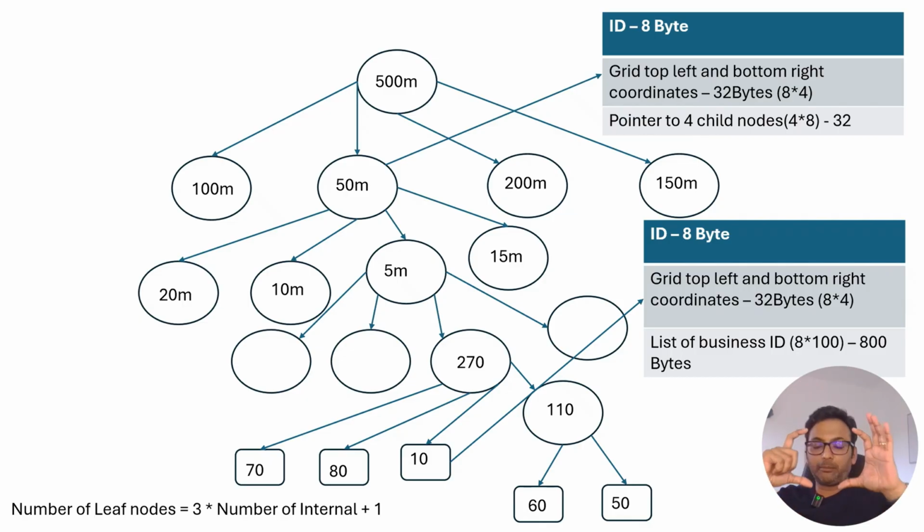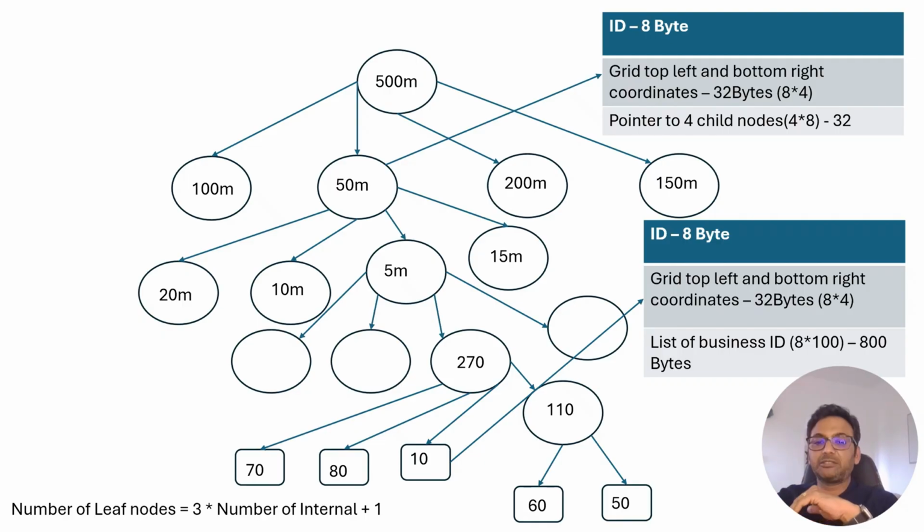So, like the map, we are splitting it into quadrants. Each quadrant has a top left and bottom right coordinate, which will be 32 bytes in size, 8 bytes into 4, which is 32 bytes, and then pointers to its 4 child nodes, which is 32. Now at the leaf node level, we will have the list of business IDs, and it could be a maximum of 100 because that's our condition. If it is more than 100, we will further split it down.